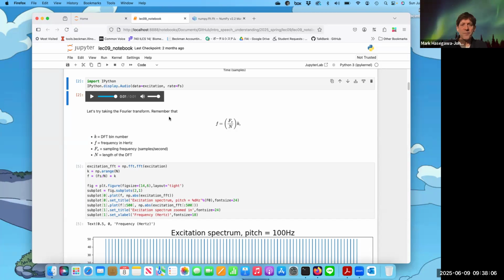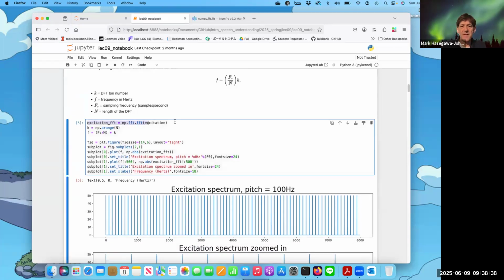So we'll try taking the Fourier transform. Remember that the frequency of any particular component in the Fourier transform is the sampling frequency, samples per second, divided by N, which is the total number of samples in the Fourier transform, multiplied by k, which is the sample index of the particular frequency sample that we're looking at. So we have k over N is sort of a fraction. This particular sample is what fraction of the total samples, and then we multiply that by Fs to get the frequency in hertz.